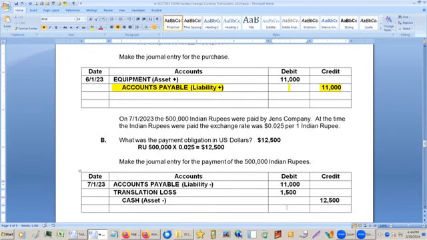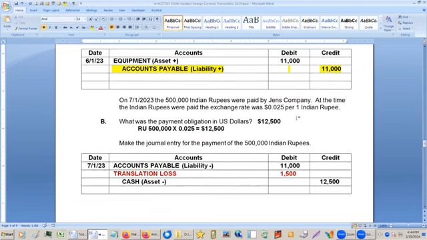Yeah, we had the liability on our books for 11,000, but when we ended up paying it, we had to pay 12,500. And again, it wasn't like we got a more expensive piece of equipment. It's just a loss from the translation.